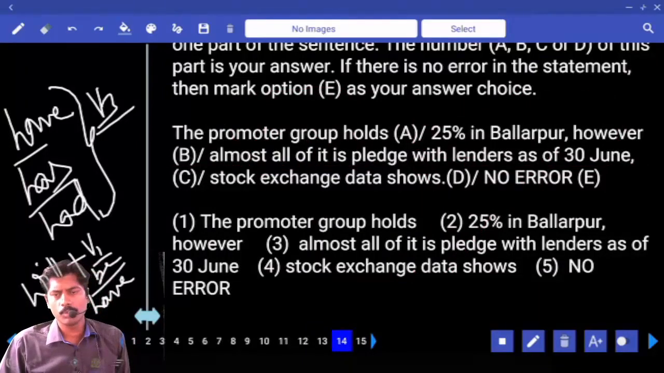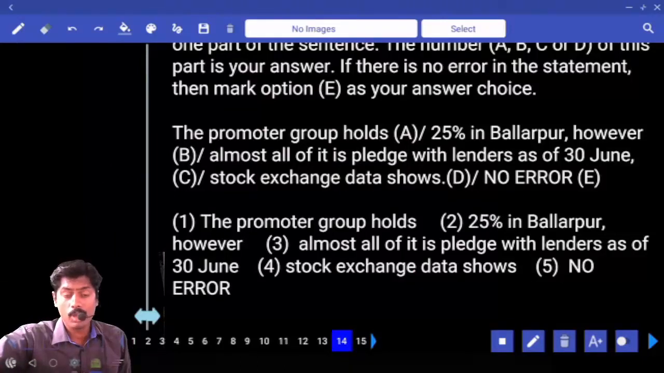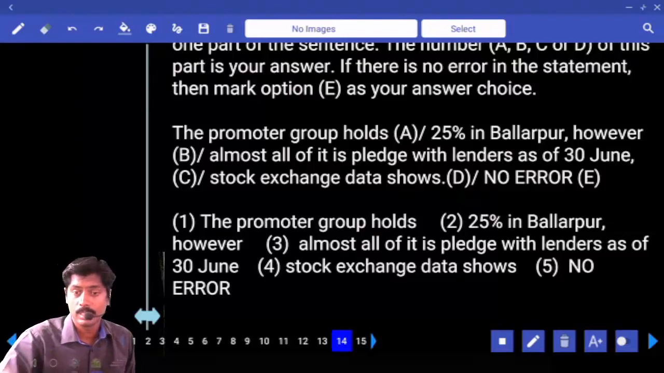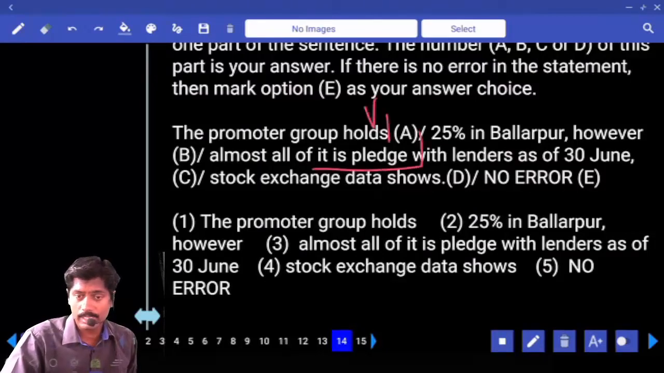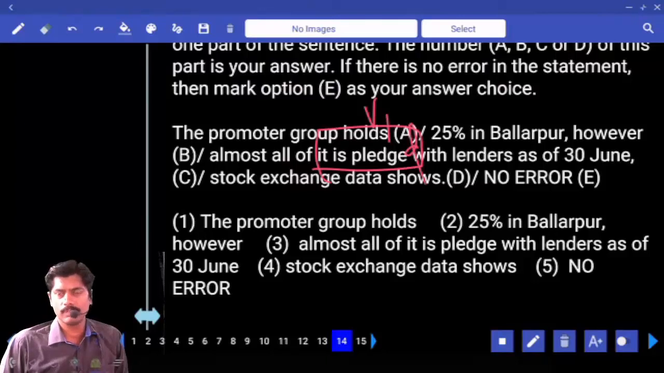The promoter group holds 25% in Ballarpur. However, almost all of it is pledged with lenders. Pledge is V1. It is pledged with, we require V3. It is pledged with lenders as of June 30.